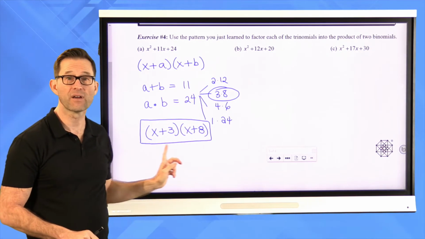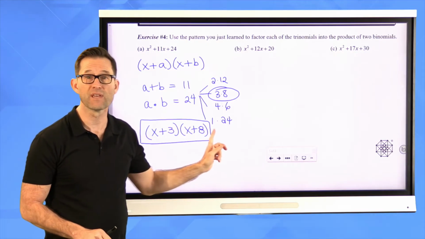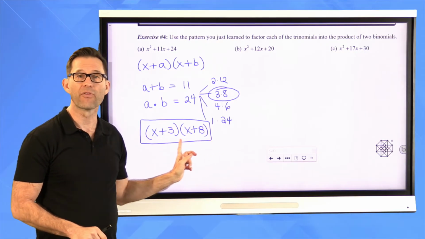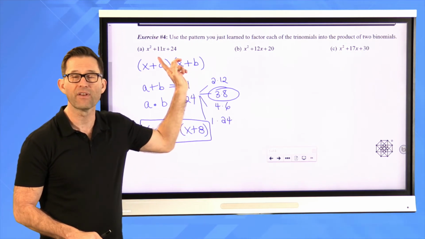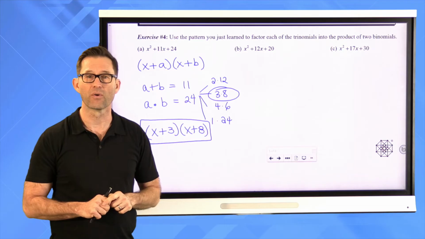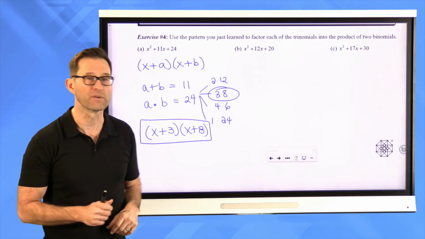Think about it. x times x is x squared. 3 times 8 is 24. And then we'd have a 3x and an 8x when we did our FOILing. Those would add up to be an 11x, so that must be correct. All right, let's do another one together.